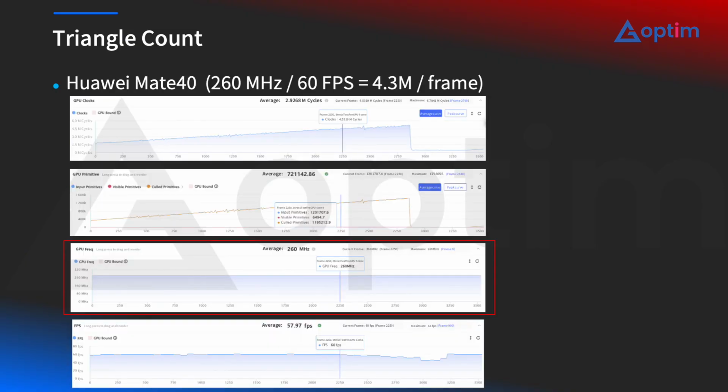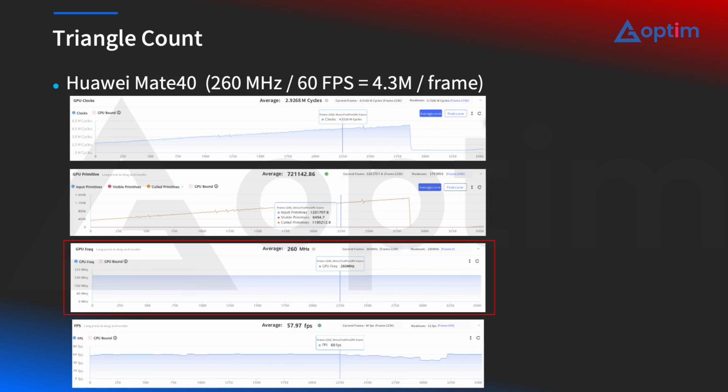This test data is also captured using GOT Online. In the highlighted region, we can see that the GPU frequency stays around 260 MHz throughout the test. During the Mate 40 test, the GPU is clearly not running at a high-frequency state. However, it still follows the clock's FPS relationship we discussed earlier.